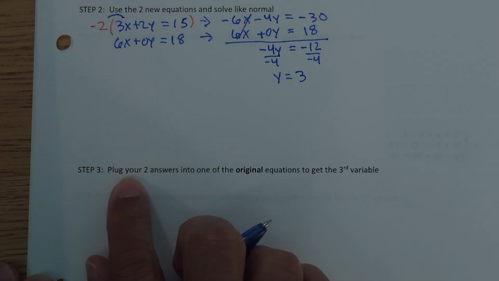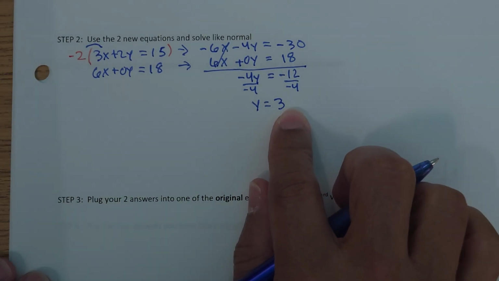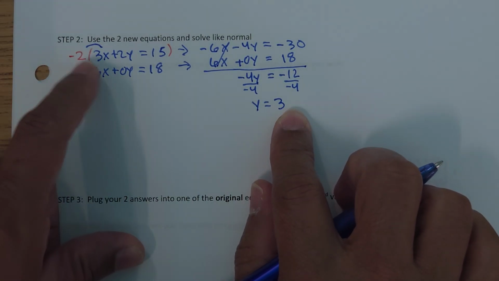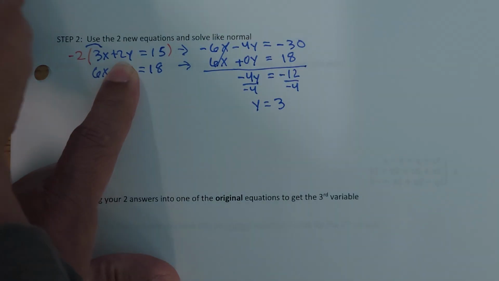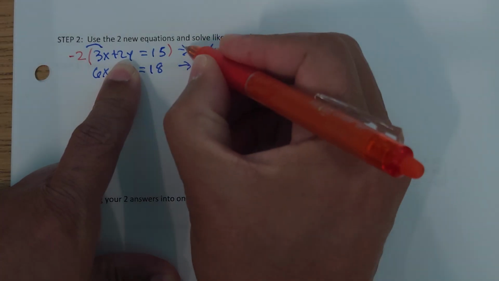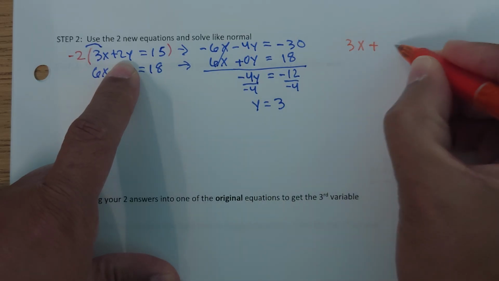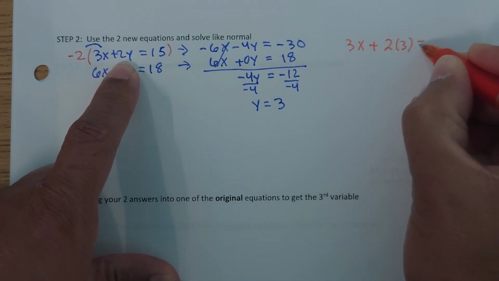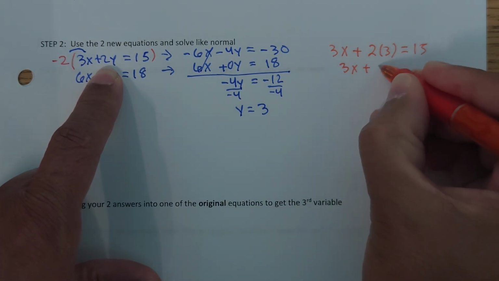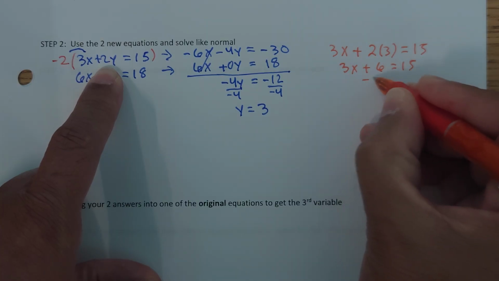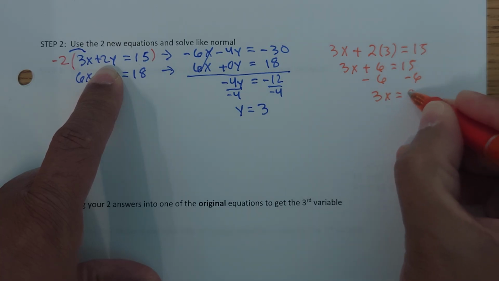Then I'm going to plug in my answer. In this case so far, we just found y is equal to 3. So what I'm going to do next is I'm going to go to the first equation, or I can go to this one, either one of them. So I'm going to go to the first equation and write down 3x plus, we already know y is equal to 3, so plus 2 times 3 is equal to 15. Then solve. So 3x plus 2 times 3 is 6 equals 15. Then subtract 6 from both sides of the equation, so we have 3x equals 15 minus 6, that's 9.